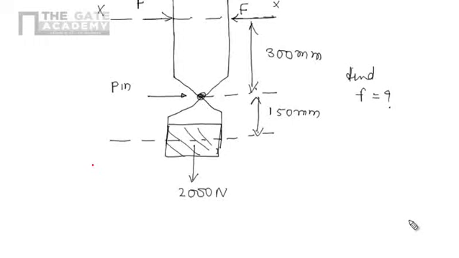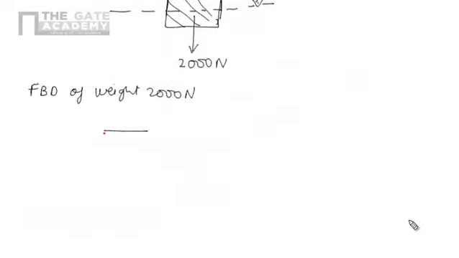If you see the diagram, then we can easily say that the system is in equilibrium, so we can apply the conditions of equilibrium. Before solving the numerical, on the basis of conditions of equilibrium, we have to draw the free body diagram. So let's draw the free body diagram of weight 2000 Newton.